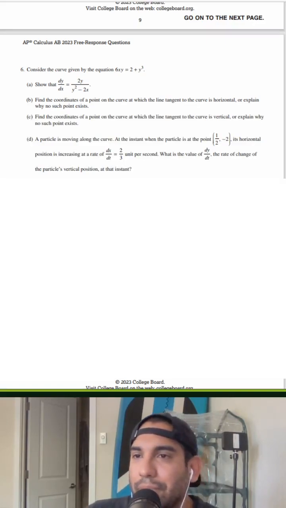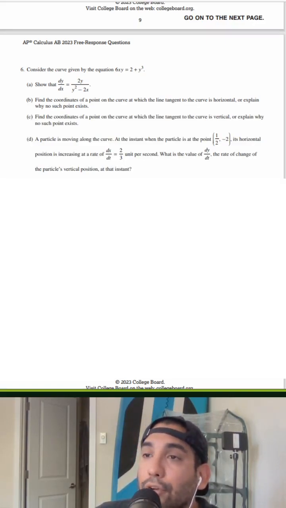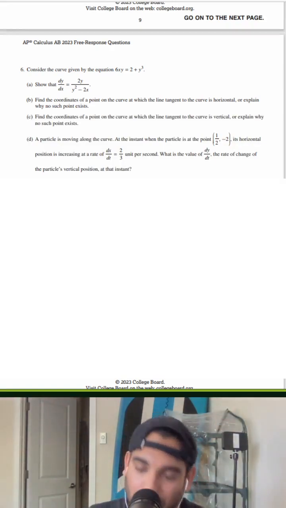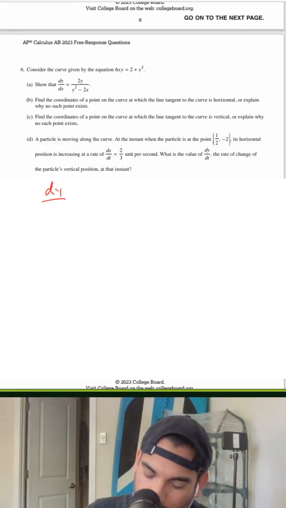All right, guys, let's go to part B. Find the coordinate of the point on the curve at which the line tangent to the curve is horizontal. Horizontal tangent just means the derivative is equal to 0. So what we're going to do is set this equation equal to 0.